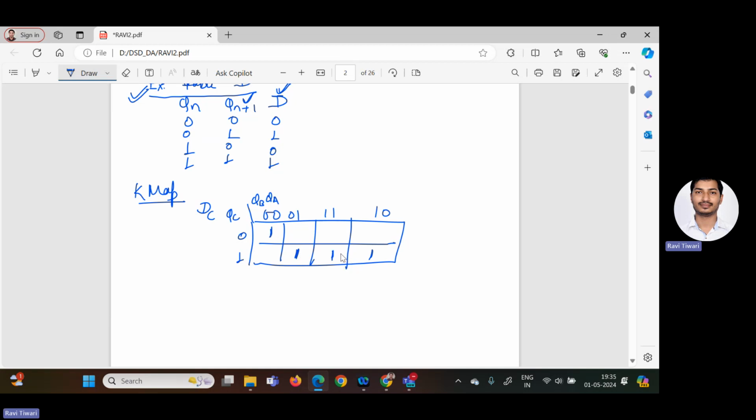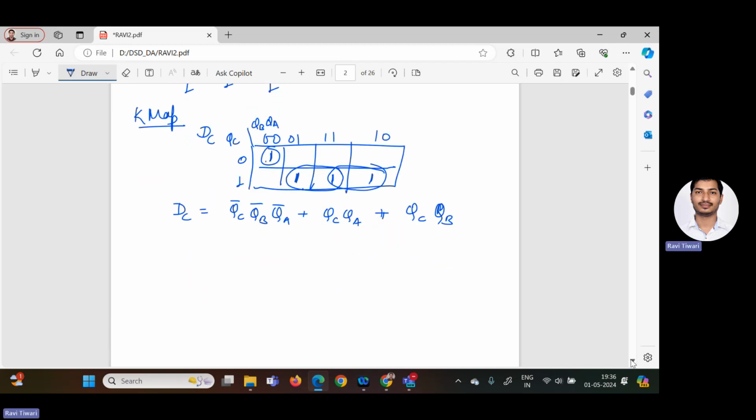Now we have to make the groups to write down the expression. So now here we can make one group like this, one group like this, and one individual term. So now I can write down the expression for DC. For this individual term, we can write down QC bar, QB bar, QA bar. For this group, we can write down QC, QA plus. For this group, we can write down QC, QB. So this is the expression for DC.